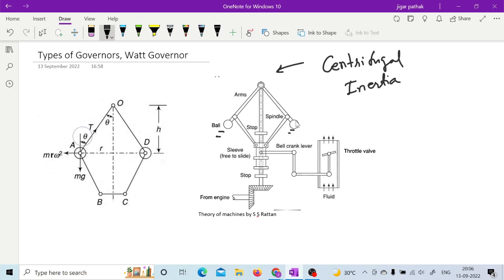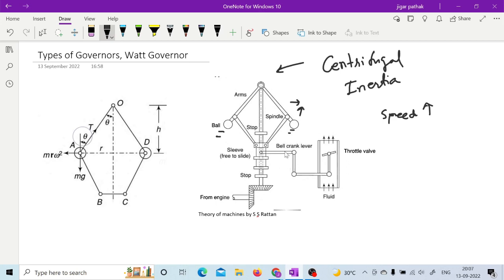So if the speed of the engine is increasing from the equilibrium speed, then these fly balls will go out or go up, right? It will go out and go up in case of increase in the speed. This happens when the load is going to decrease, at that time speed is going to increase.